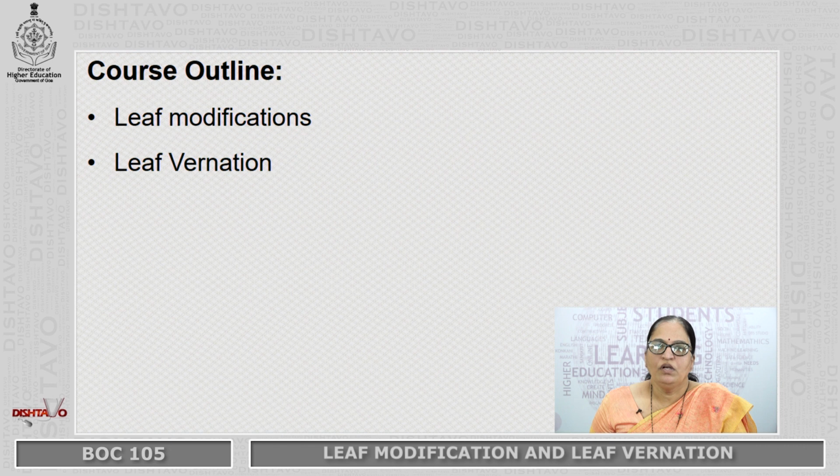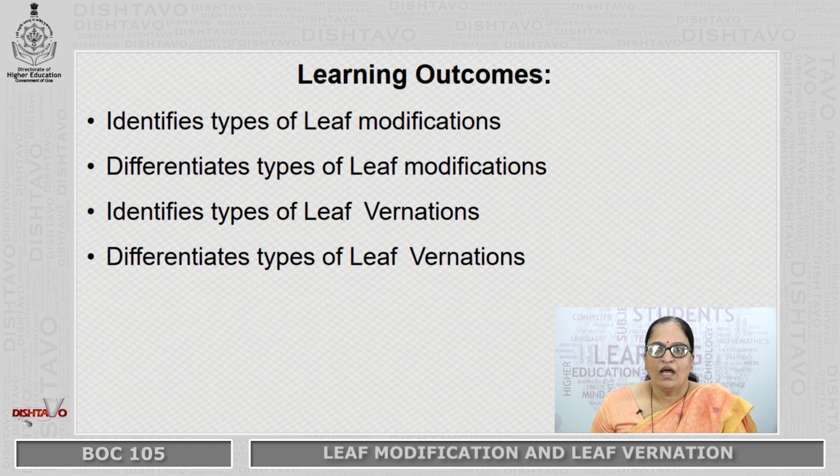In this module, you will be studying the leaf modifications as well as the leaf vernation types. Towards the end of this module, you will be able to identify the types of leaf modifications and differentiate the types of leaf modifications, as well as identify the types of leaf vernations and differentiate between these leaf vernations.